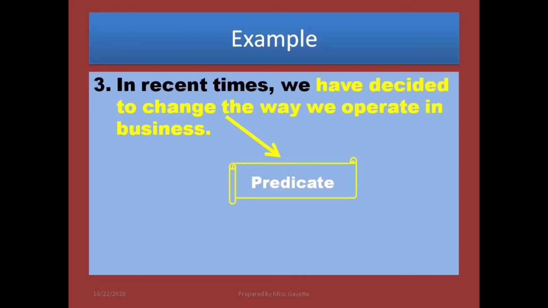And another example. In recent times, we have decided to change the way we operate in business. What did we do? We have decided to change the way we operate in business. The words have decided to change the way we operate in business is the predicate in this sentence because this is what we have done.